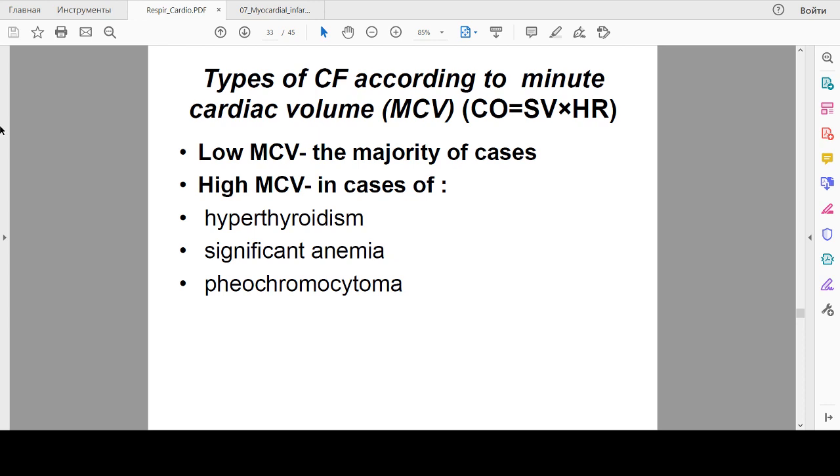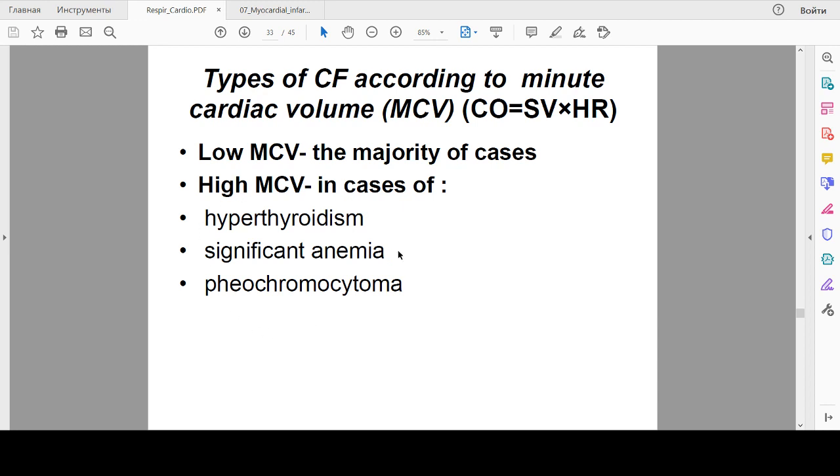According to minute cardiac volume, we can classify it into two types. I shall remind you that cardiac volume depends on stroke volume and heart rate. Obviously, cardiac failure is the problem of output and minute volume. The majority of cases is characterized by a low minute cardiac volume. But it's very strange, some cases may be accompanied by high minute cardiac volume, only in some cases, like hyperthyroidism, significant anemia, and pheochromocytoma.